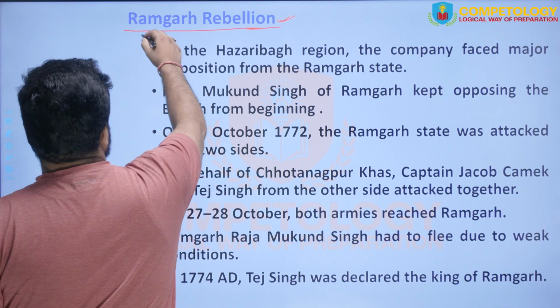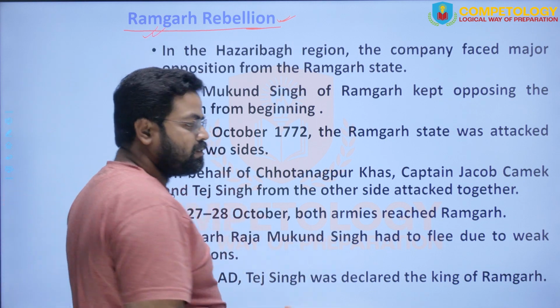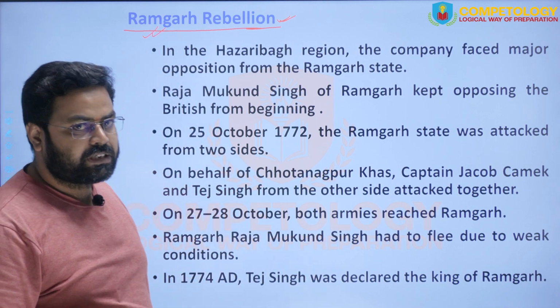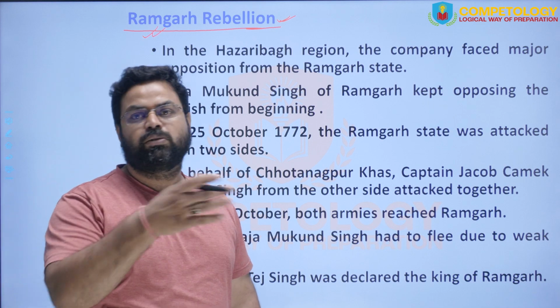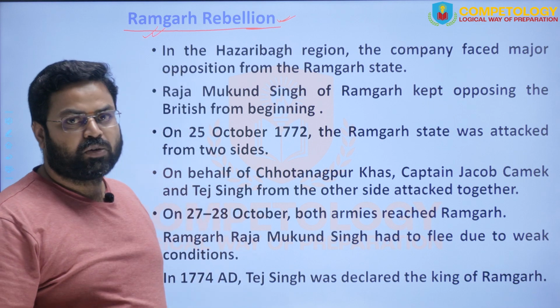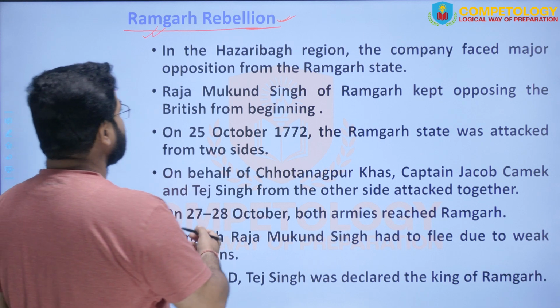Initially there was the company rule. East India Company was ruling the region, ruling the whole India. Only after 1857 the British Empire, the crown, proclaimed the authority over Indian territories of the company.